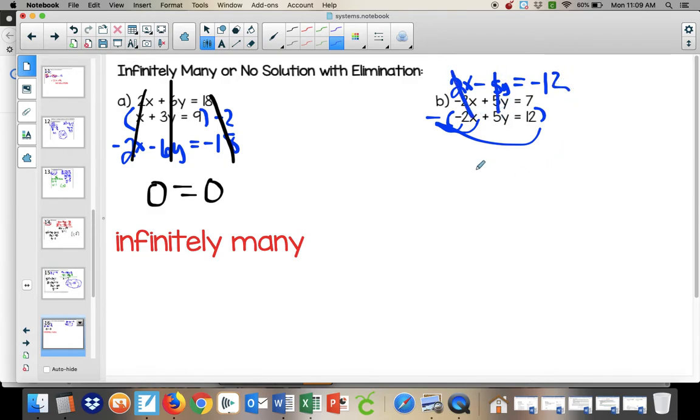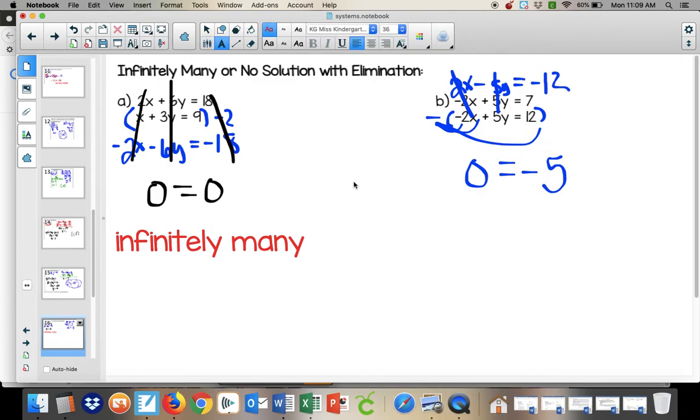Cancels, cancels. I'm left with 0 equals. But on this side, they don't cancel. That's left with negative 5. Is that a true statement? Nope, 0 is not the same as negative 5, so no solution.